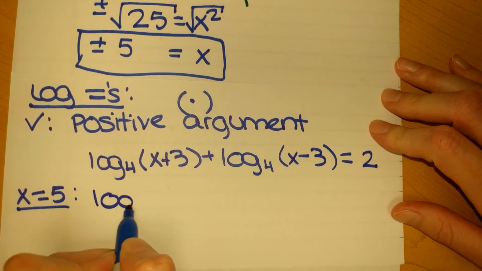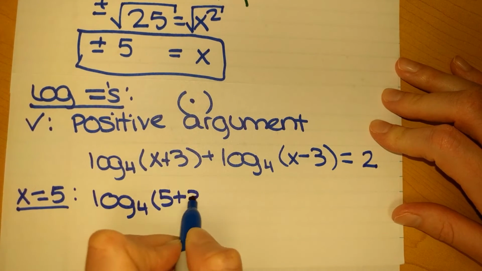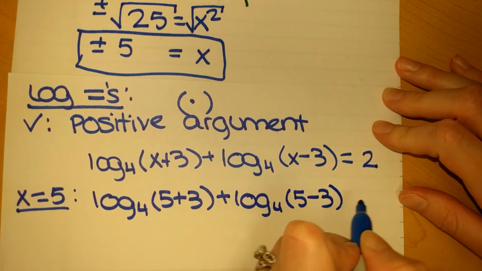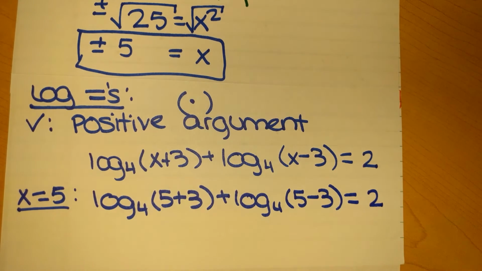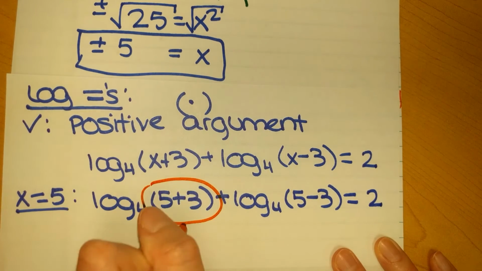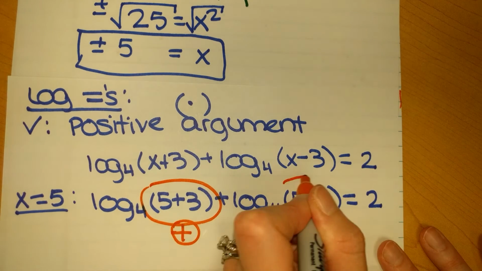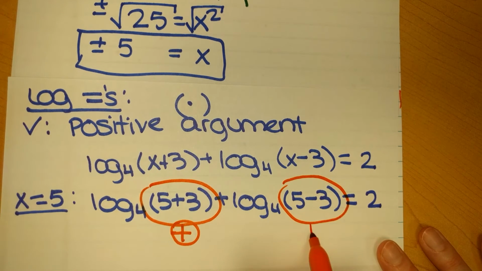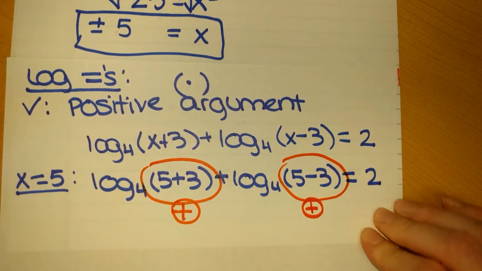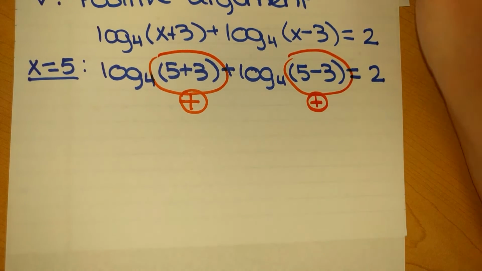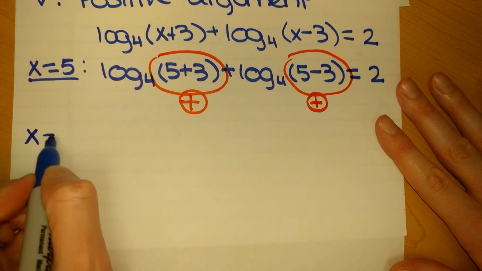So I have log base 4 of 5 plus 3 plus log base 4 of 5 minus 3 is equal to 2. Now, I don't really care what log base 4 of 8 is and what log base 4 of 2 is. What I'm after is, is this a positive argument? And it is, because 5 plus 3 gives us 8. And is this a positive argument? And it is. So because those are positive arguments, I know I'm good to go with the x is equal to 5 solution. So I then check the x is equal to negative 5 solution.